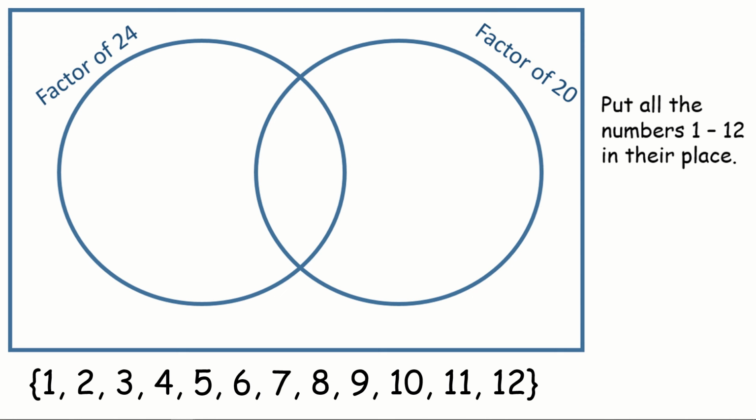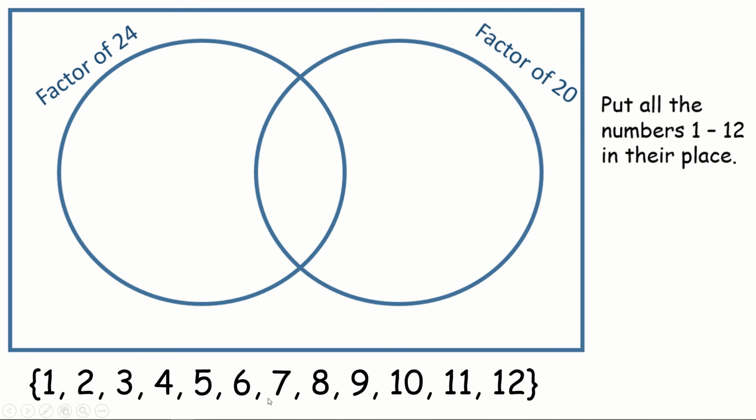If we have a look at a more numerical one, the circle on the left represents the factors of 24. The circle on the right represents factors of 20. We've got an overlap in the middle for the numbers which are factors of 24 and 20, and a box on the outside for things which are neither. And we want to put the numbers 1 to 12 in their place.